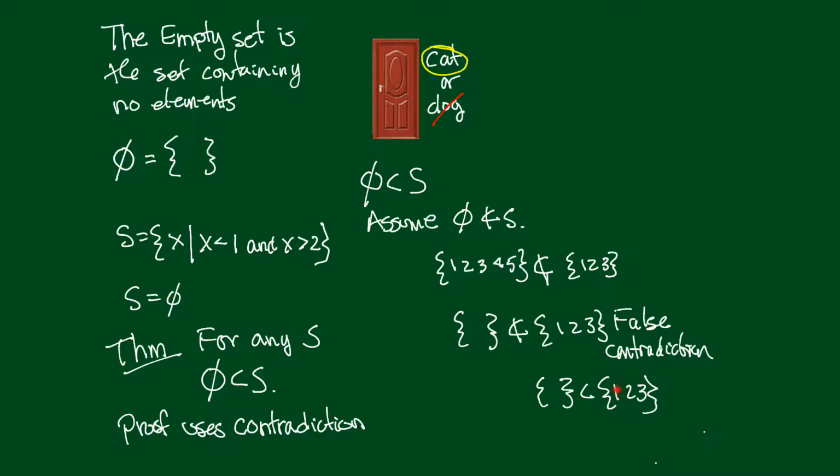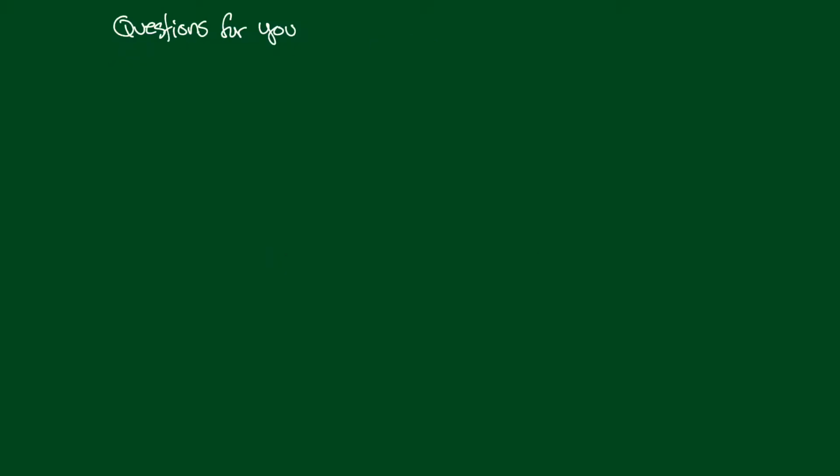I get a contradiction. So this can't be the case, right? It cannot be the case that this is true. So what's the only alternative left is this one. That's the proof. So now I'm going to ask you some questions, and I'll answer them later, but think about them first. See what you think.